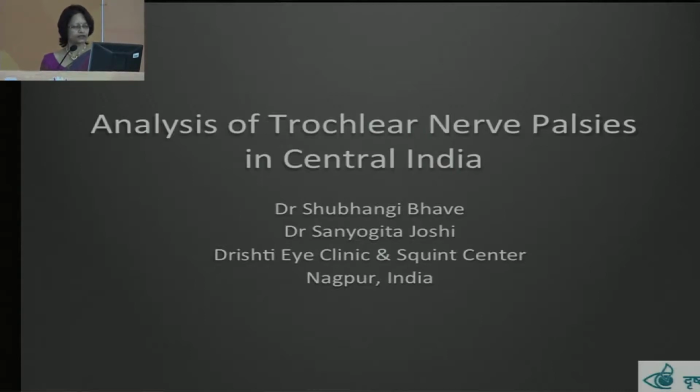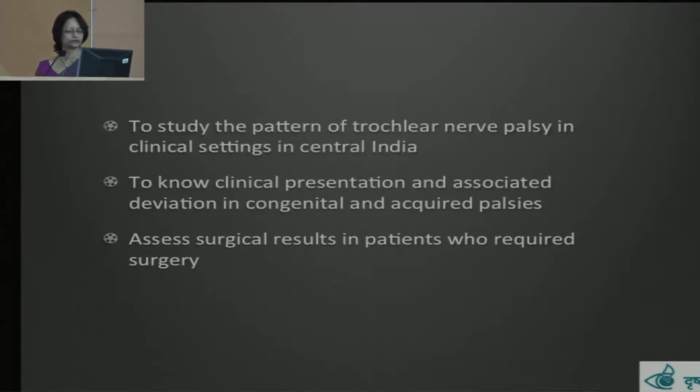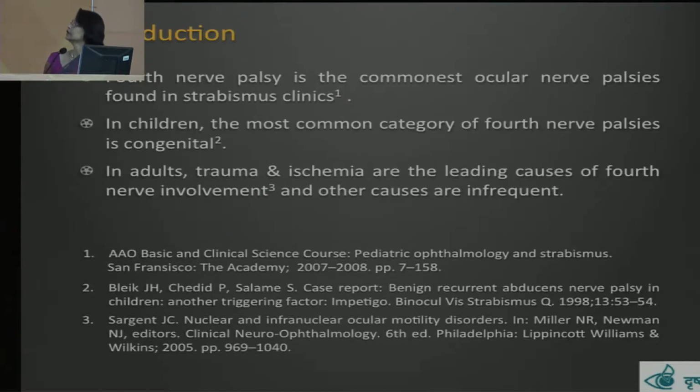I'll be presenting a small data analysis of trochlear nerve palsies done in a clinical setting. The aim was to study the pattern of trochlear nerve palsy in a clinical setting in central India, to know the clinical presentation and associated deviations in congenital and acquired palsies, and to assess the surgical results in patients who required surgical correction. Fourth nerve palsy, we know, is the commonest trochlear nerve palsy found in a strabismic clinic.